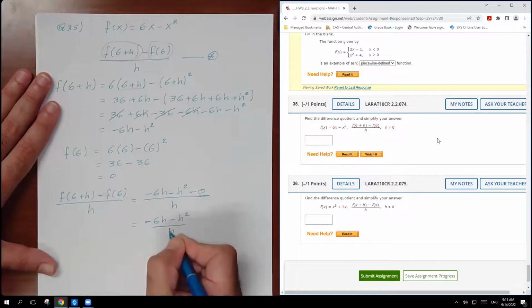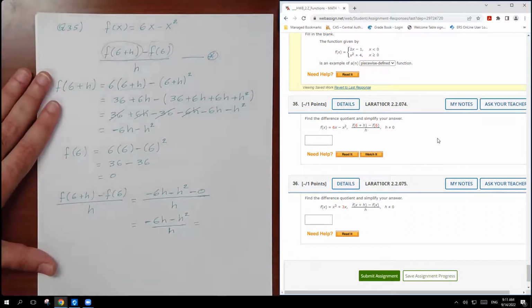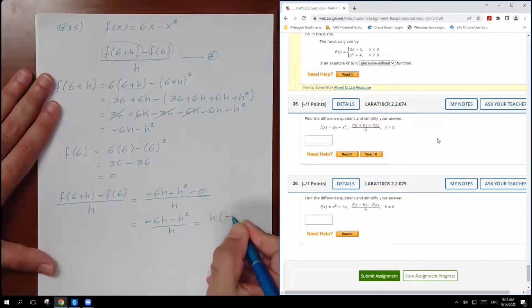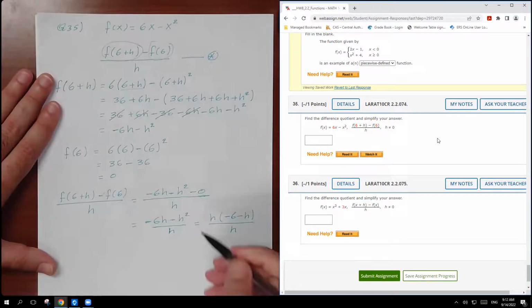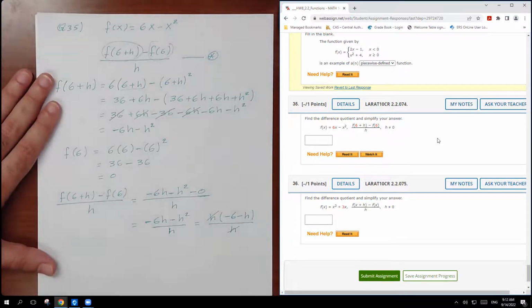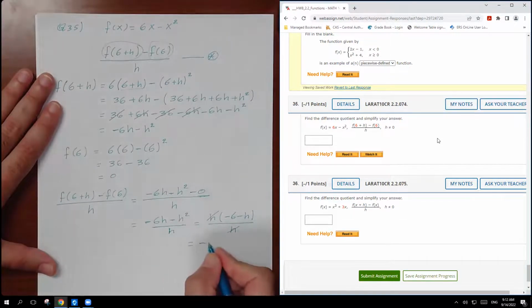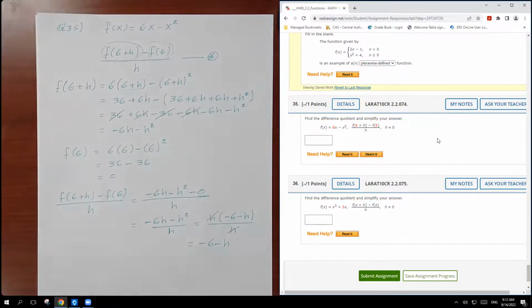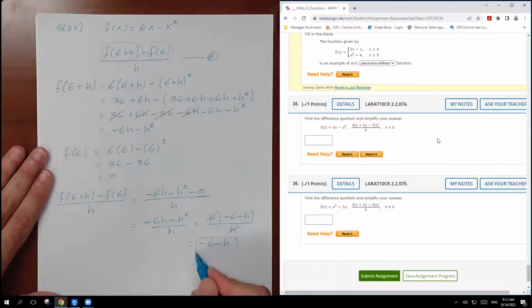Can I simplify it? Yes. What I'm going to do, I'm going to take the h as a common factor between these two terms. So here's the h. What is left is negative 6 minus h over h. Now, last step, cancel this one with this one. So what is left, which is going to be the result, is negative 6 minus h. That's it. This is the solution for this one.